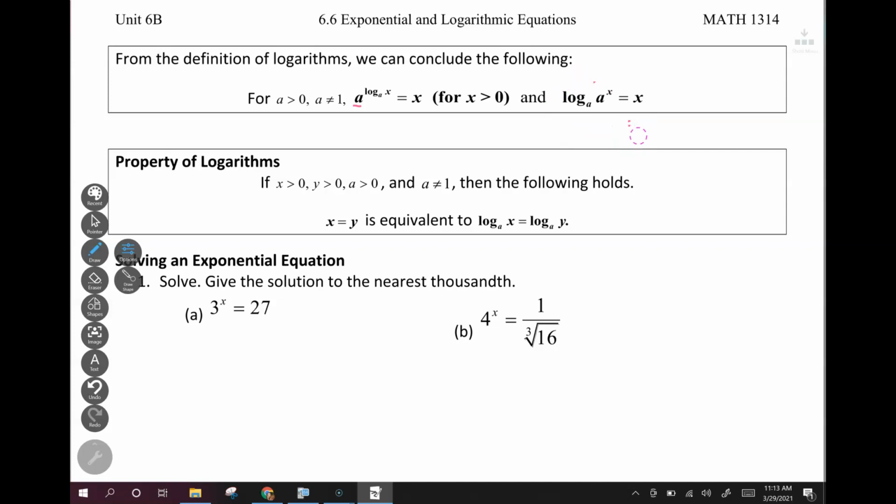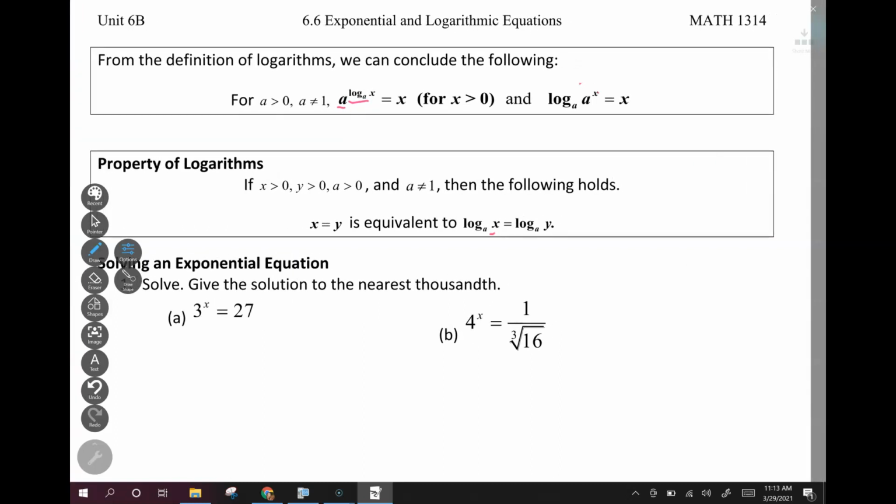So you can use these properties in solving log equations. You can get rid of a log base a by raising both sides, or putting both sides to the base of a. And then also you can bring an x out of an exponent by taking the log base a of both sides.